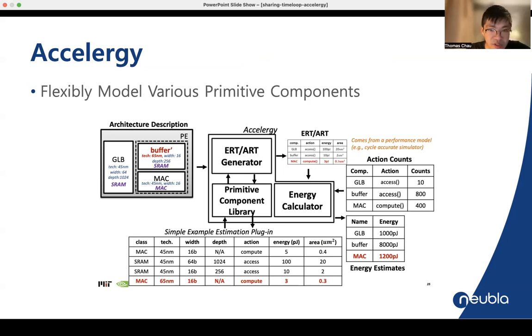So instead of a fixed ERT, Accelergy incorporates an ERT or ART generator to enhance flexibility. The generator looks at the primitive components and queries the plugin for energy and area numbers. After that, ERT and ART are generated at runtime. The energy calculator combines ERT and action counts to generate the energy estimation of each component in the design.